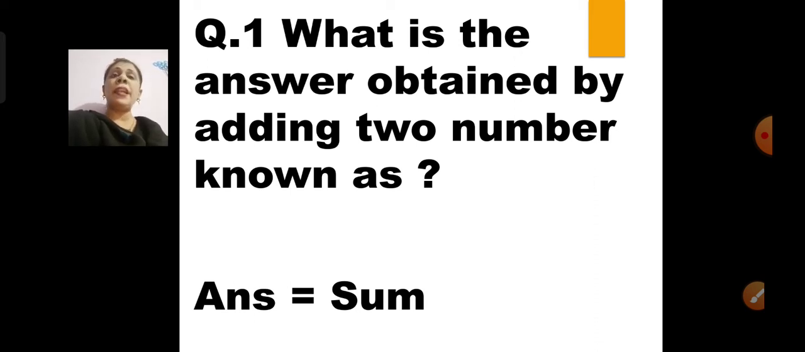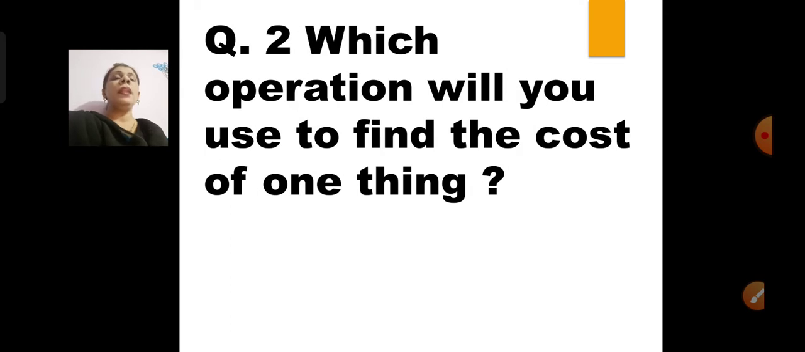The answer obtained by adding two numbers is known as sum, and the answer obtained by subtracting two numbers is known as difference. The answer obtained by multiplying two numbers is known as product. So when we add, the answer that we get is known as sum. When we subtract, the answer is known as difference. When we multiply, the answer is known as product. Understood?